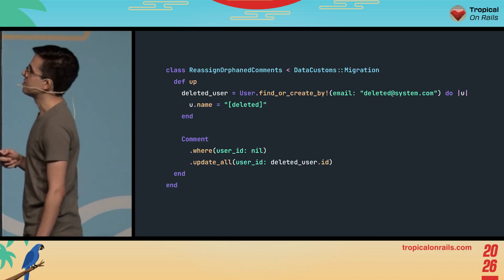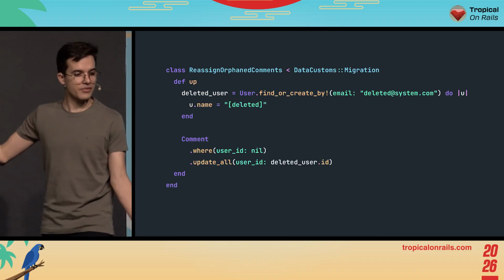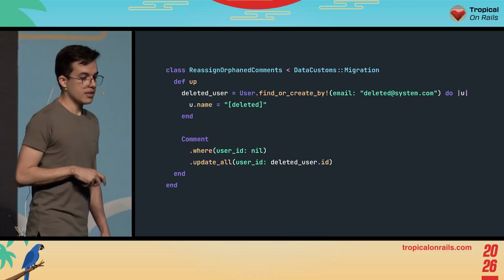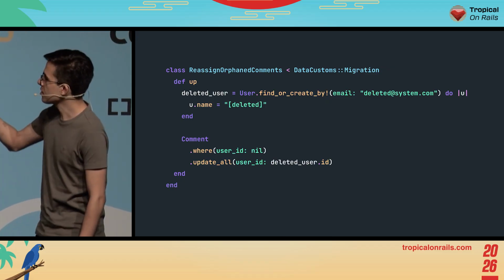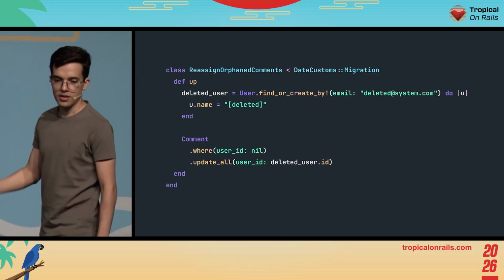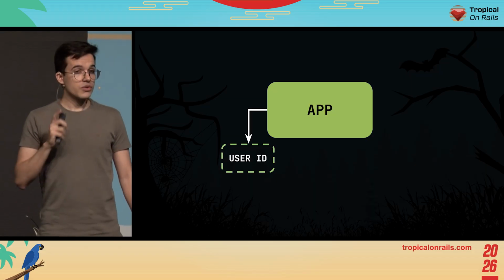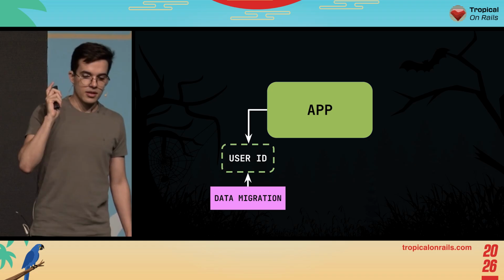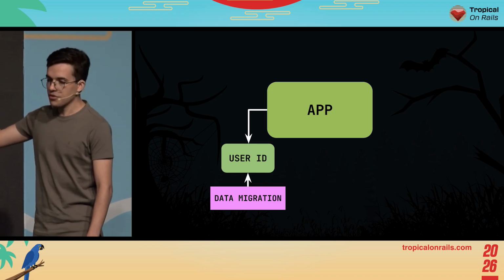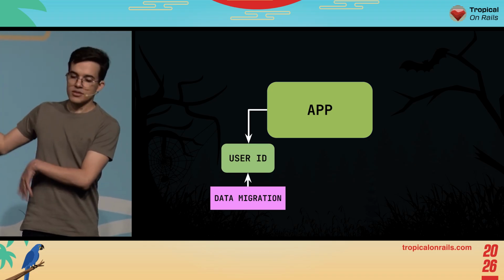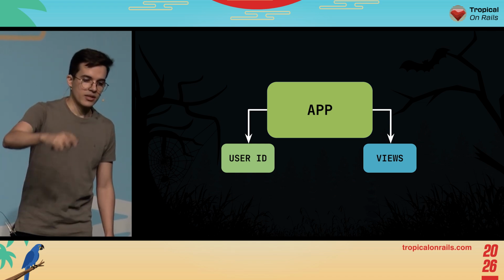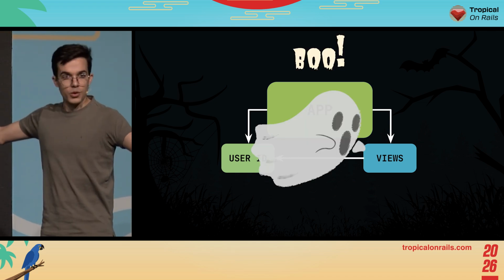We can assume there's always a user, and the code will be greatly simplified. So we learned a lesson. We will write a data migration for this. We create this deleted user, and we find orphan comments, and we update all of them. We are also going to deploy this separately. So we run the data migration first, backfill the column. Now we can refactor all the views, and when they access that column, boom.